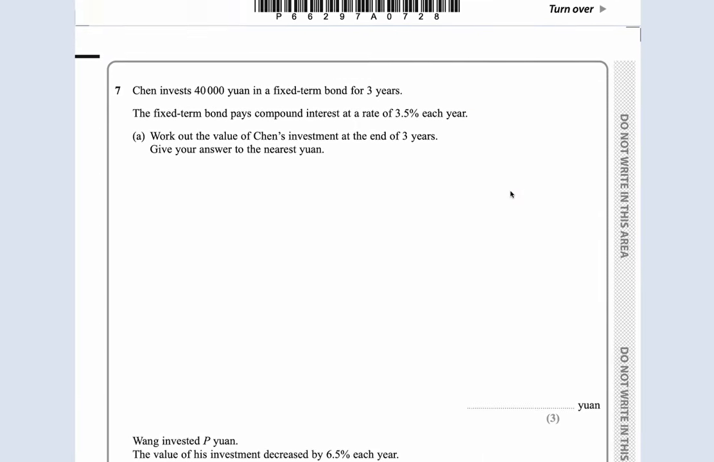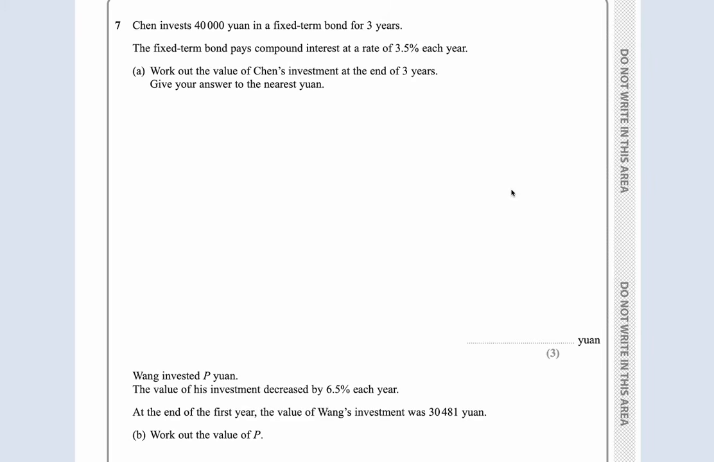Okay, question 7. Chen invests 40,000 won in a fixed term bond for 3 years. The fixed term bond pays a compound interest rate of this. Work out the value of Chen's investment at the end of 3 years. Right, so this is nice, guys. It's 40,000 times 1.035. That will increase it by 3.5%. But it's for 3 years, so I have to do this to the power of 3.